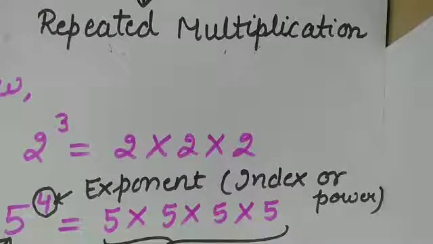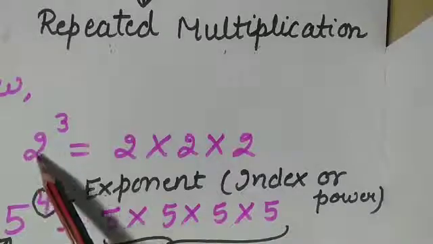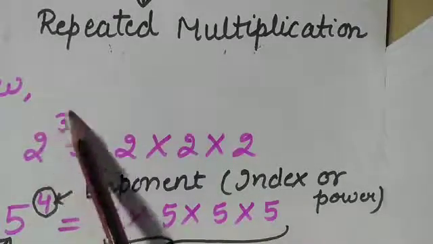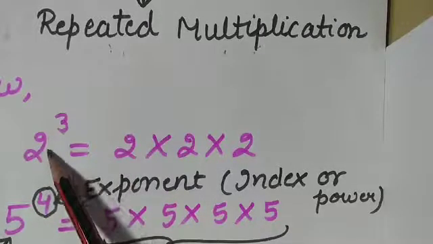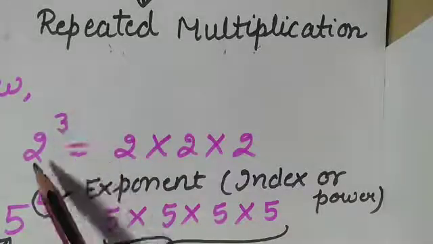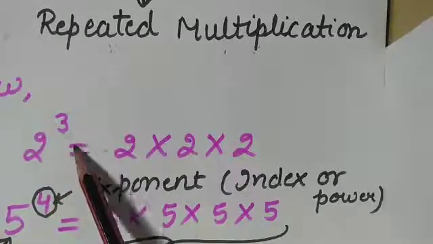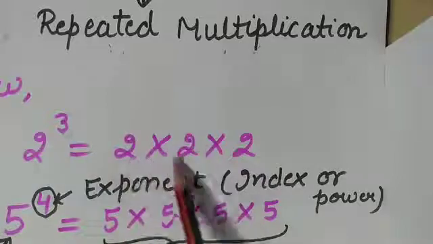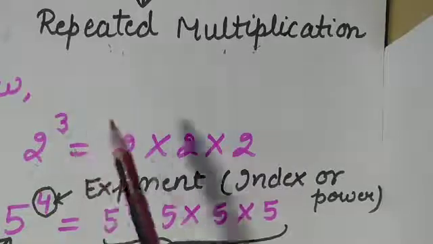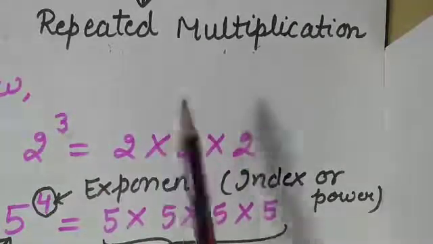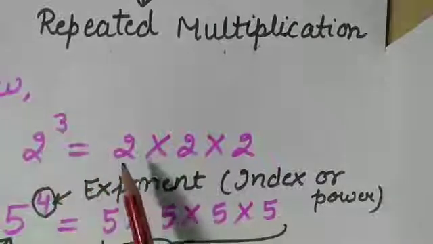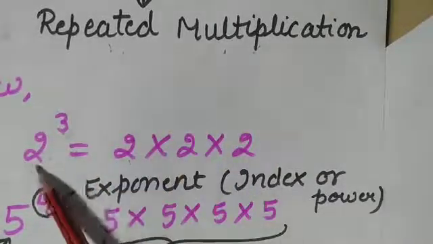So this is an exponential number. 2 and 3 is written in the superscript of 2. So this is an exponential number, and this 3 superscript to 2 can be written as 2 into 2 into 2, because we have learned that exponential means repeated multiplication. So this is an exponential number, and this means repeated multiplication of 2.